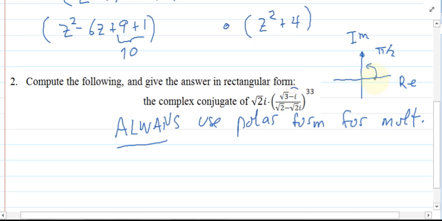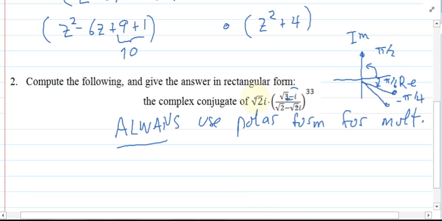Square root of 3 minus i, where is that? Square root of 3 minus i is down here. Now you should recognize this is a special angle. This angle is pi over 6. Then square root of 2 minus square root of 2i is down here. What angle is that? Well, that's minus pi over 4. Okay, so you have all the angles just from looking at the unit circle. You should be able to do this. Again, I strongly encourage you to practice on your own if you're not able to do this.